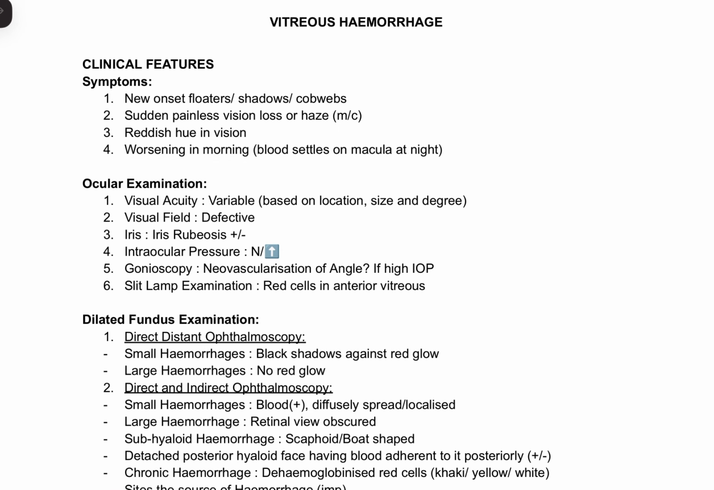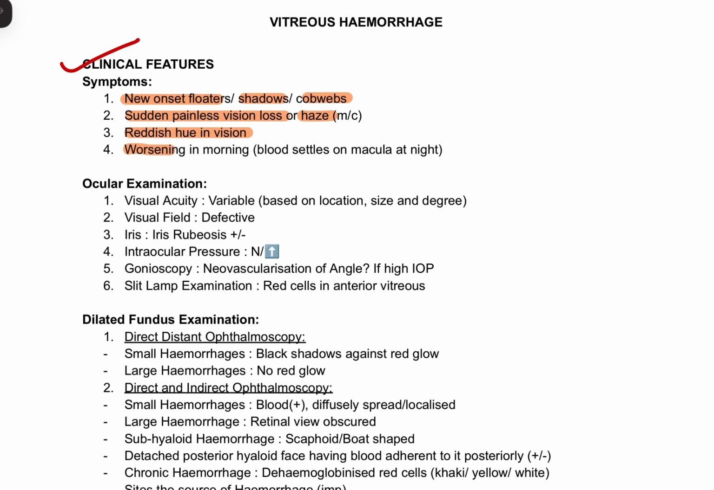Coming to the clinical features, history or symptoms. The patient will be complaining of new onset floaters, shadows or cobwebs. The patient will typically give a history of something floating in front of the eyes, which is a little bit opaque, and then sudden painless loss of vision. Pain will not be there. The patient may have either vision loss or blurring of vision, like haziness. Because bleeding is there in the vitreous cavity, the patient may have a reddish hue in the vision.